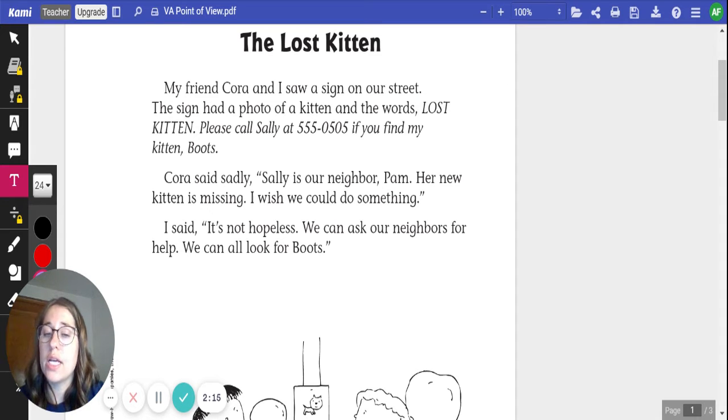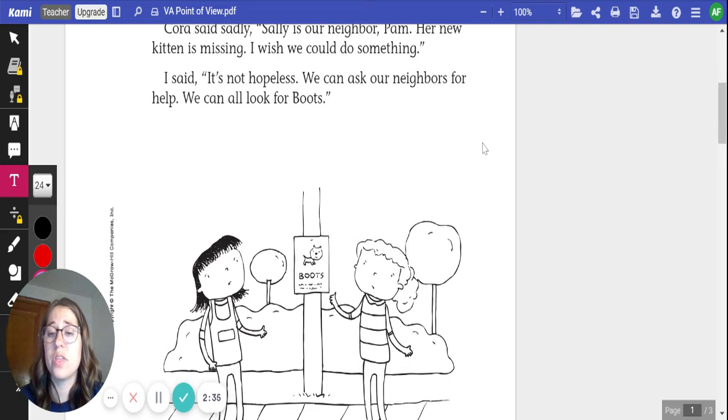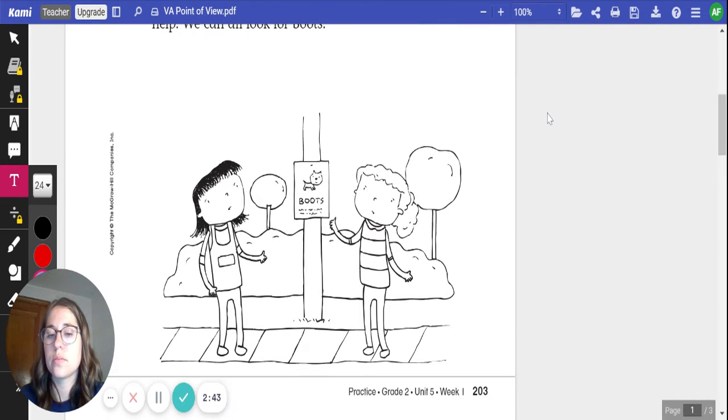The Lost Kitten. My friend Cora and I saw a sign on our street. The sign had a photo of a kitten and the words, "Lost Kitten. Please call Sally at 555-0505 if you find my kitten, Boots." Cora said sadly, "Sally's our neighbor, Pam. Her new kitten is missing. I wish we could do something." I said, "It's not hopeless. We can ask our neighbors for help. We can all look for Boots."